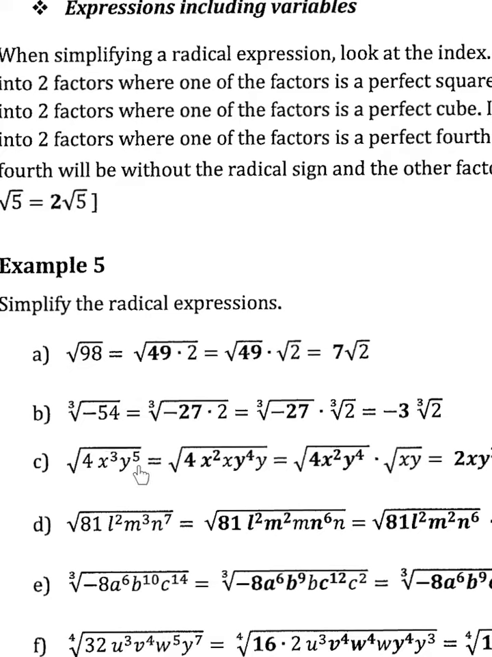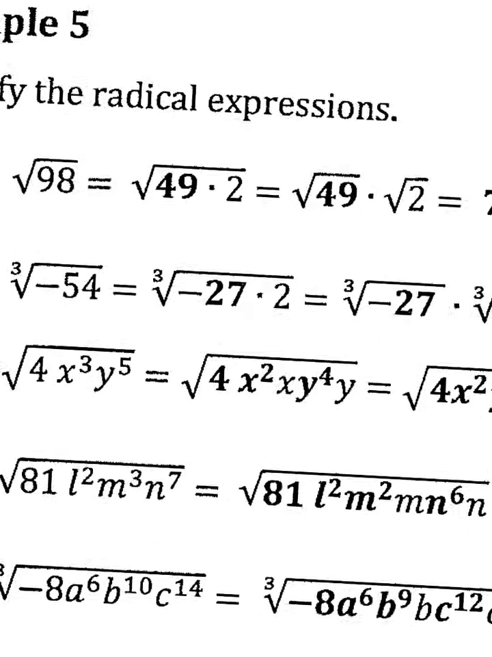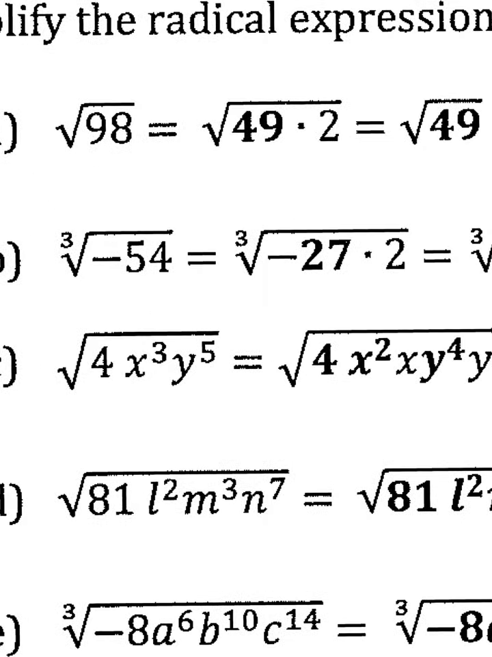On letter C, we have a square root. The square root of 4x cubed y to the 5th. Now, all even exponents are perfect squares because we take a square root of an exponent by dividing by the index, which is 2 here. So you can separate these up. This is not really the way I like to do it. I'm going to zoom in here and show you how I like to do this.